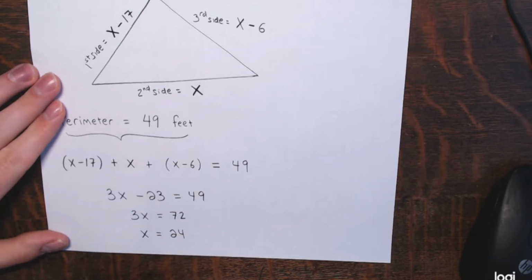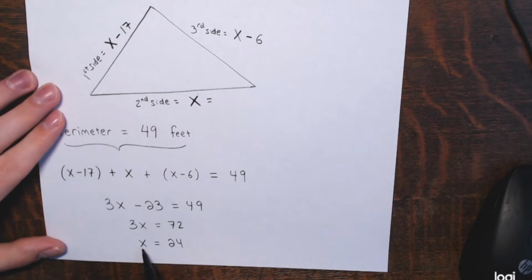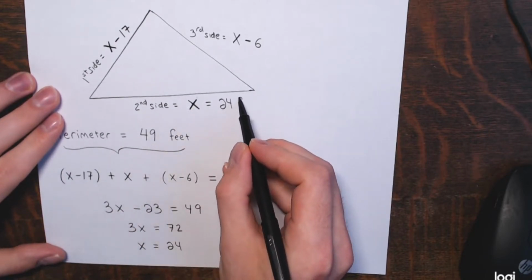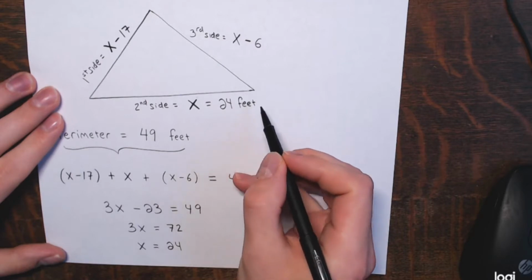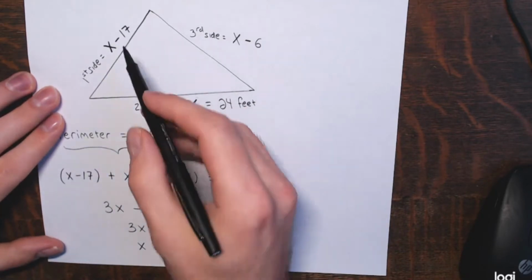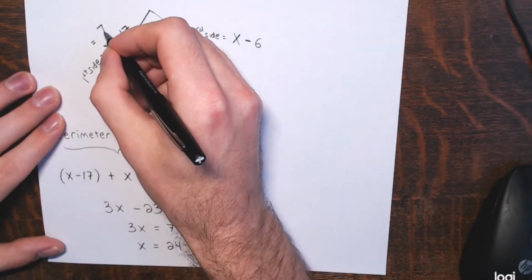3 times 24 is 72. And then I just pop those in. Remember x represented the length of the second side. So this is 24 feet. And they said the first side was 17 feet shorter than that. So 24 minus 17 would just be 7 feet.